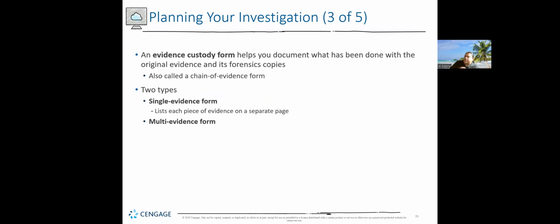An evidence custody form helps you document what has been done with the original evidence and its forensic copies. It's also called a chain of evidence form. This is the thing I was talking about before. There's a picture of it on the next page. There are two types. A single evidence form lists each piece of evidence on a separate page. Then there's a multi-evidence form. That's essentially how the forms look.